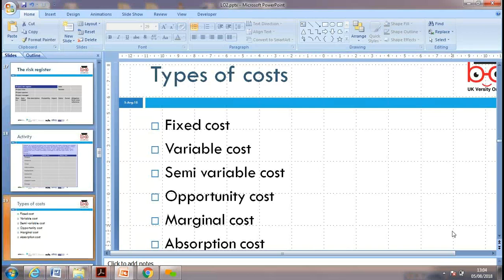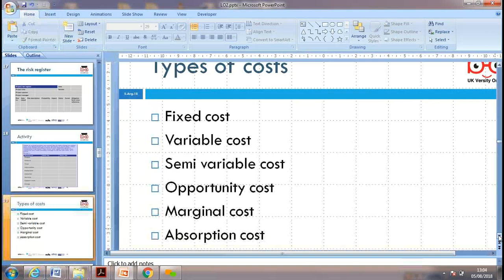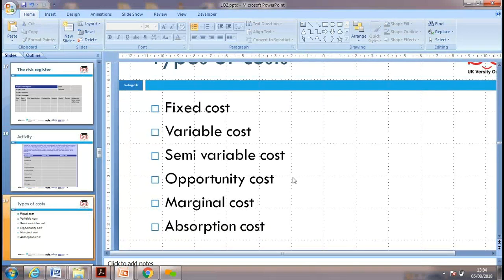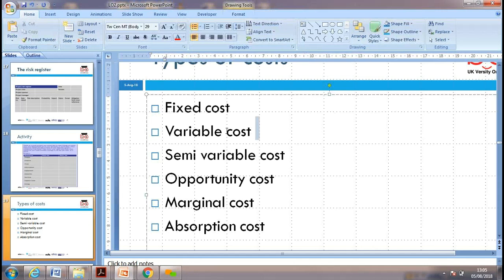Okay, so next we're looking at the types of cost: fixed cost, variable cost, semi-variable cost. Fixed cost stays fixed. Variable cost will change. What about the semi-variable? Semi-variable cost is a cost that may change with the level of production, and sometimes may not change with the level of production. Okay, semi-variable means fixed and variable cost together.